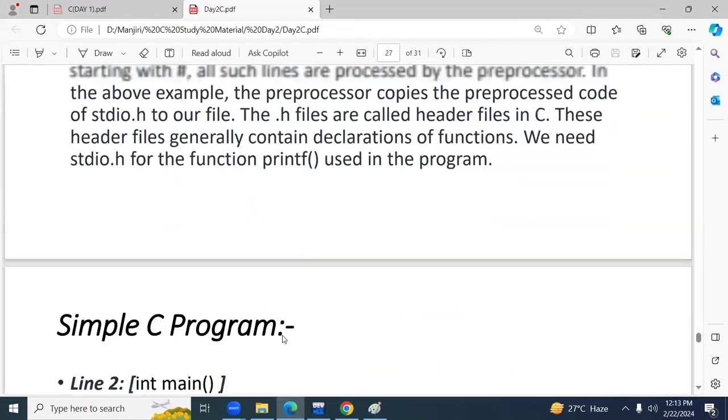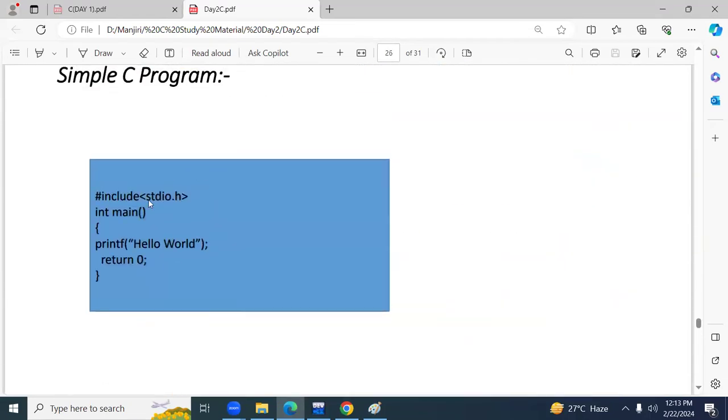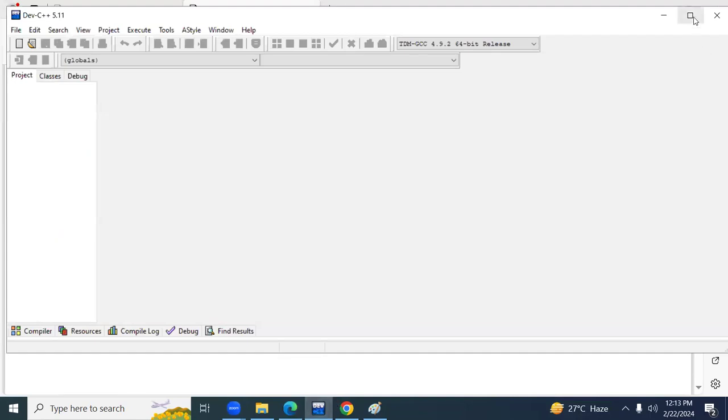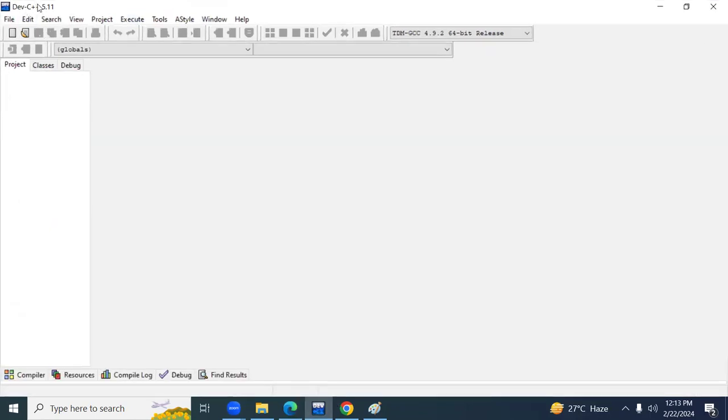Now without wasting time, before that I just want to show you a simple program of C, and then we will move ahead with the rest of the things. In a simple C program, the first line is hash include stdio.h, compulsory. Currently I'm using this Dev C++ IDE. This is very easy for beginners to understand, so that's why I'm using Dev C++. There are lots of others; if you know Code::Blocks and VS Code, you can use them if you are very comfortable with that IDE. But I'm going to use Dev C++. Is it okay to all of you?